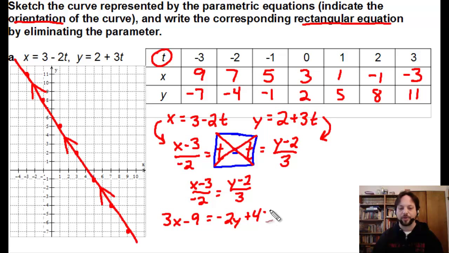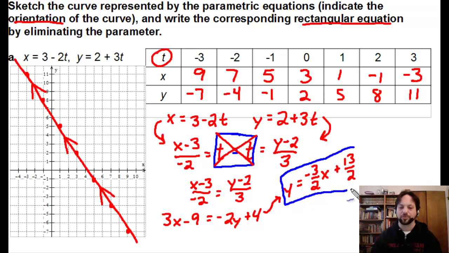And if I want to write that as a rectangular equation, I'm going to write this in terms of y. We can call this slope-intercept form if you so choose. But what we're going to end up with is y equals -3/2 x + 13/2. A little bit of algebra will get you that answer. And I don't really need to prove to you that that is correct. I'm sure you can do that.